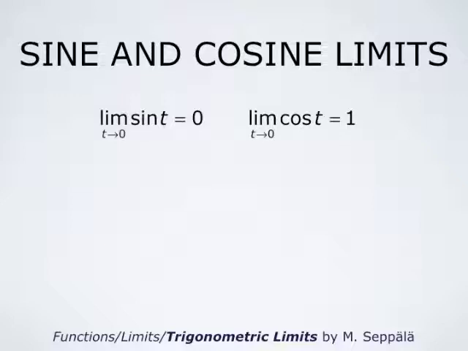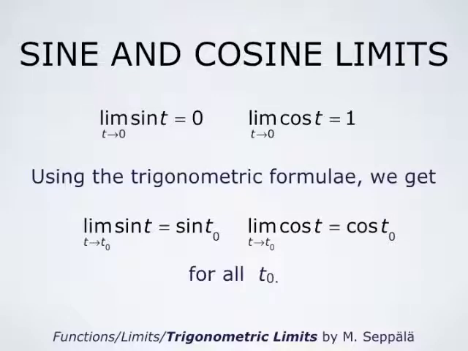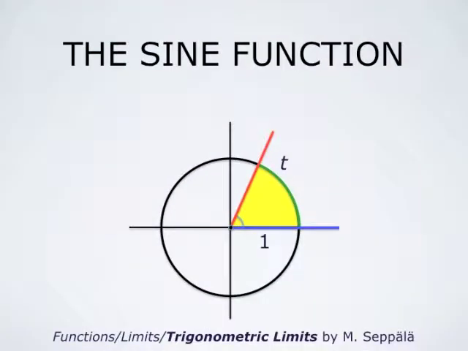So we have that the limit of sine of t as t approaches 0 is 0, and the limit of cosine of t as t approaches 0 is 1. Using the addition formulas for sine and cosine, we get from this information that the limit of sine of t as t approaches any number t naught is sine of t naught, and the same applies for cosine. These are nice properties of the trigonometric functions, and we need them just in a moment. We still need one more inequality that also comes almost immediately from the definitions.